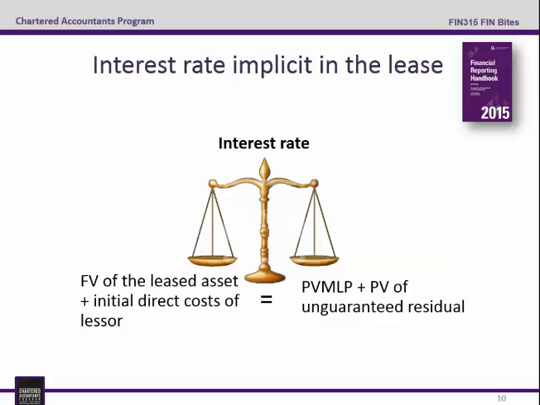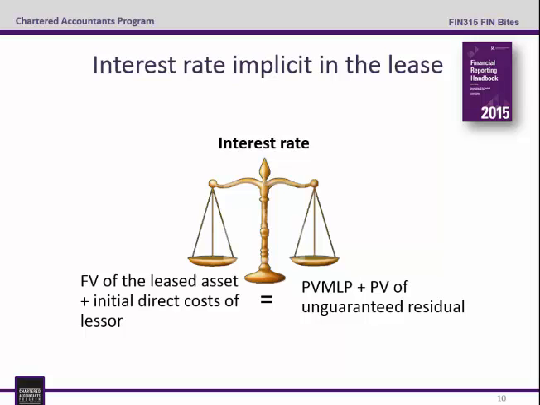On the left side there, we've got a fair value that's been agreed between the lessor and the lessee. Remember my car dealership example for the asset, they've agreed a price, and the lessor has incurred some costs in getting the lease drawn up. So that would be initial direct costs of the lessor. That's the left side of my rearranged equation.